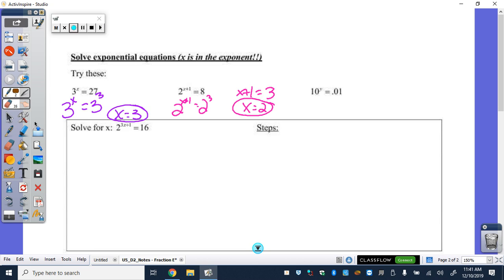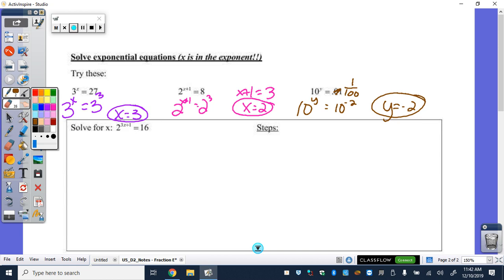Now for our last one there, we got 10 to the y equals 0.01. 0.01 is very tricky to figure out. How can we rewrite that as a fraction? That would be 1 over 100, which, yes, does turn into 10 to the negative second. Because it was a fraction, that's why it's a negative exponent. And then 10 squared is how we get the 100. So we end up having that y equals a negative 2.